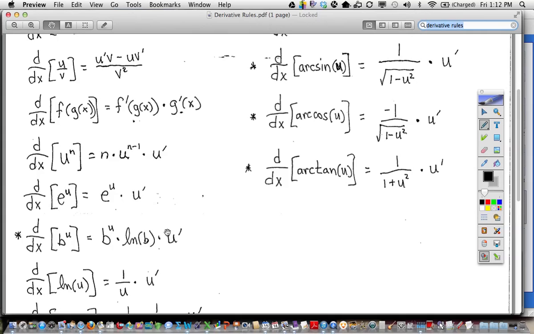And then arc tangent does not have a square root. That's not a typo. It does not have a square root, and it has a plus sign on the bottom. So I put stars by those, meaning you better look those over. You don't see them very often. There's not a lot of them to practice on the homework. So you just got to kind of make sure you look those over.